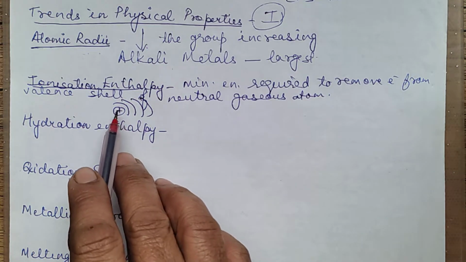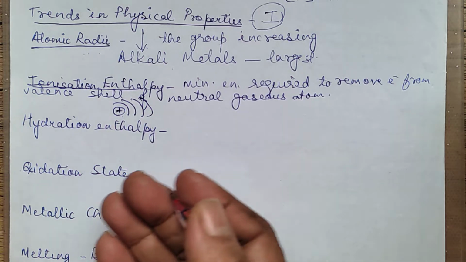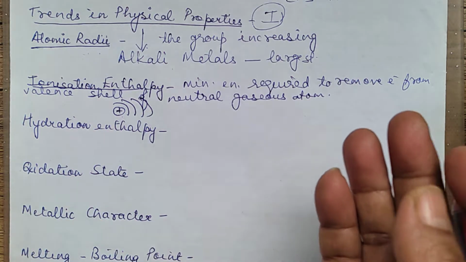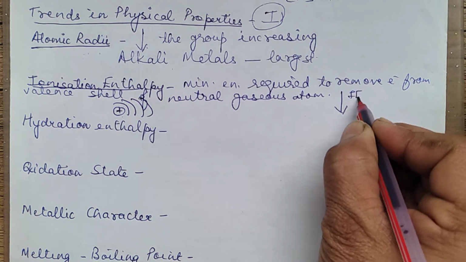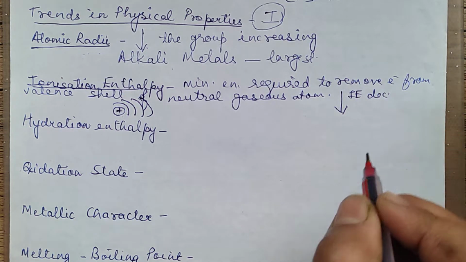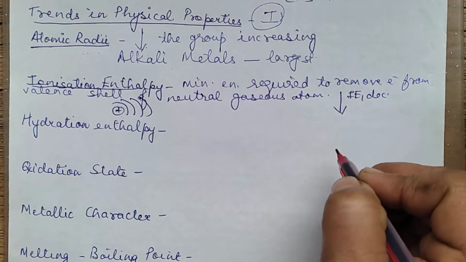Ionization enthalpy is comparatively less if you compare with all the other elements in the period, and down the group ionization enthalpy decreases. It decreases because down the group the size is increasing. That is about first ionization enthalpy.